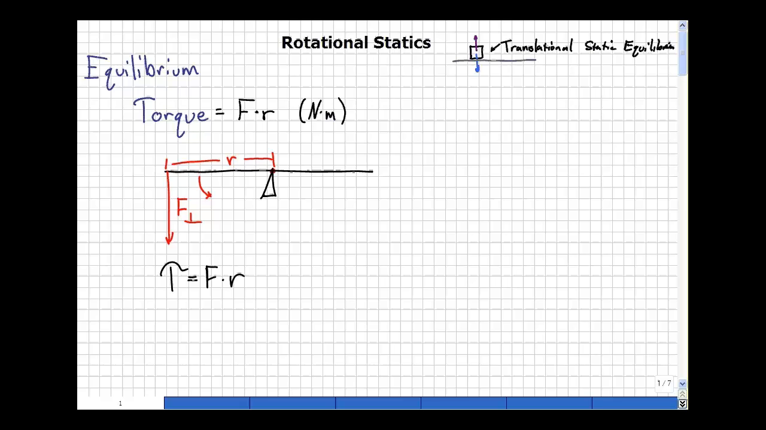Now, in static equilibrium, maybe for instance this force here is applied by an individual's weight. Now, to balance this out, if a bigger person wants to play teeter-totter with this smaller person, then the bigger person has to sit closer in because they have a greater weight. And in rotational static equilibrium, the sum of the torques has to equal 0.